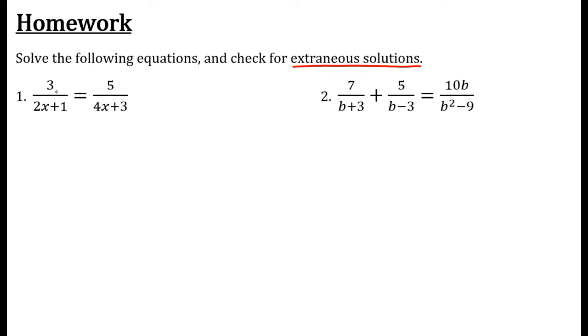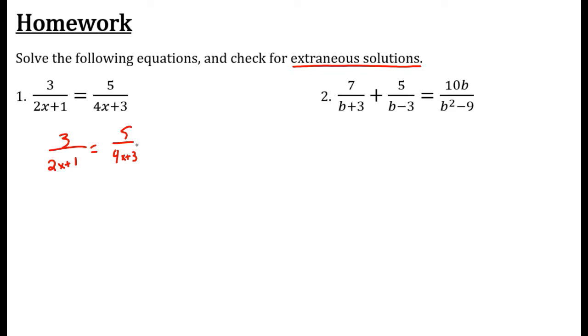So number 1 here, I have 3 over 2x plus 1 equals 5 over 4x plus 3. This is a rational equation because I have expressions that have fractions. I have an equation that has fractions in it. And our game plan is to get a common denominator. So this denominator has a factor of 2x plus 1, whereas this denominator has a factor of 4x plus 3.